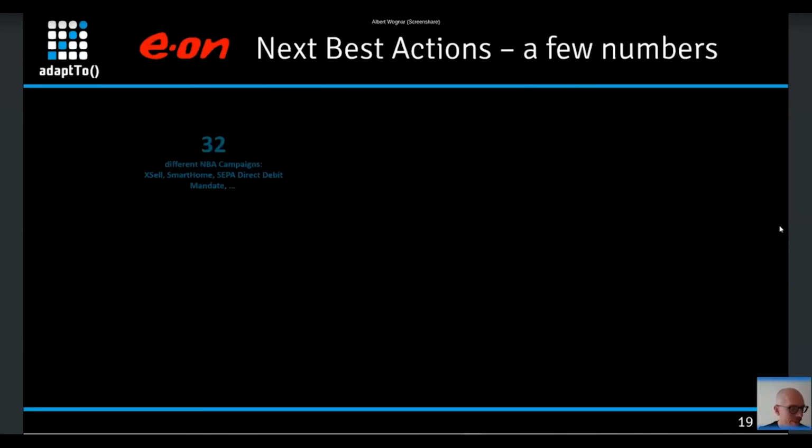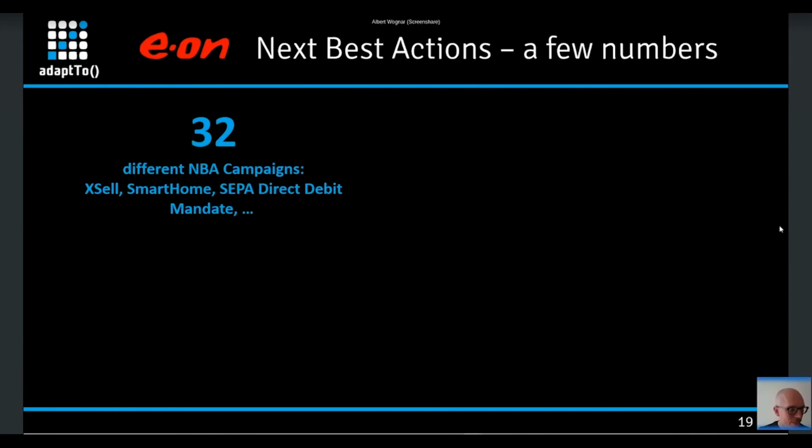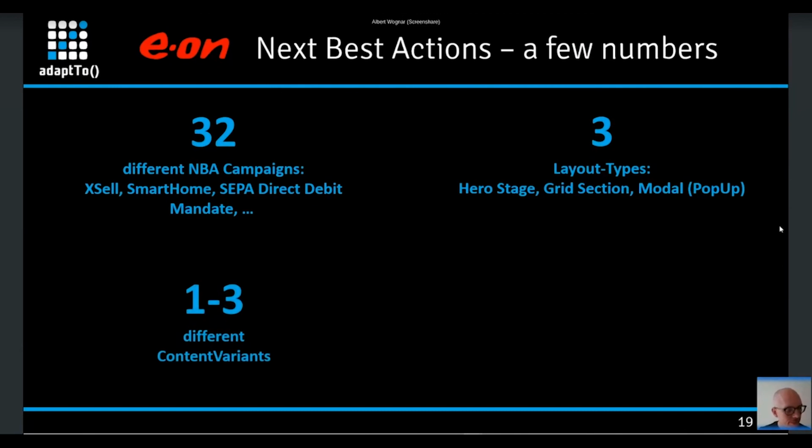Yeah, that's about it. Just a few numbers. We have currently 32 different campaigns, 3 different layout types, 1 to 3 different content variants. That's something I haven't talked about actually. So one NBA can have 2 or 3 different hero stages for different pages, which made it a little bit more complex. And we currently, I think, have 9 or 10 qualified web pages. This is a bit older. And what that means is that with one single target activity, we are currently able to deliver programmatically 94 different live NBA experiences. And yeah, that's it.